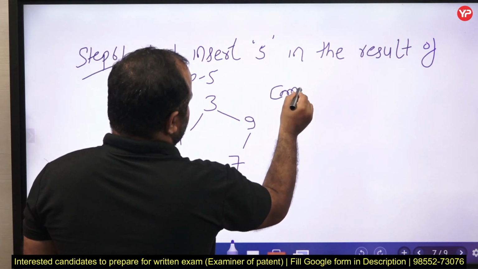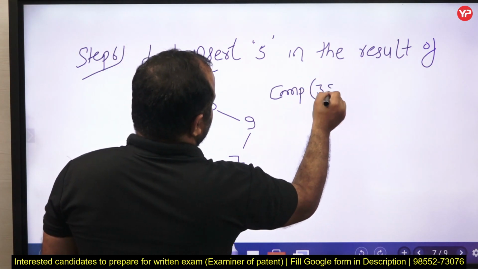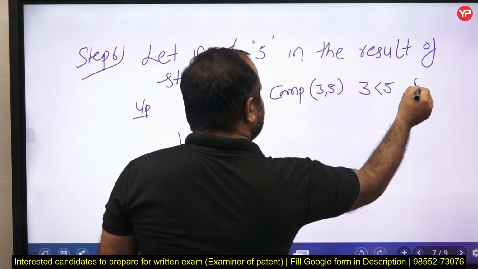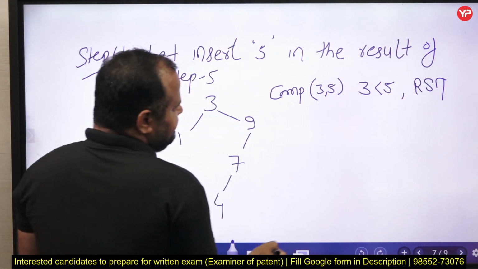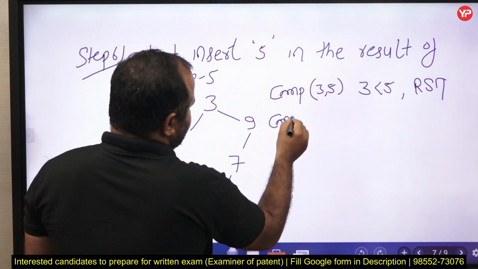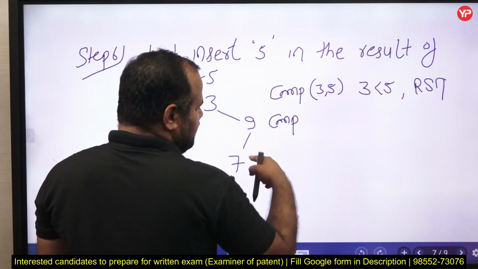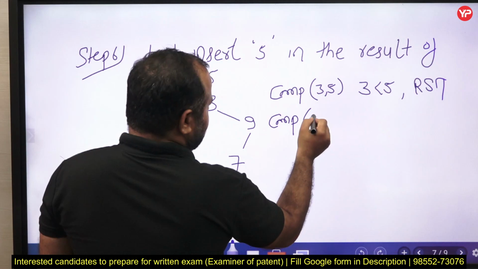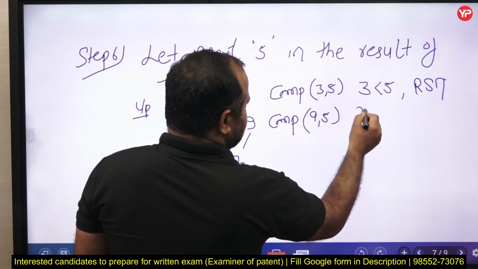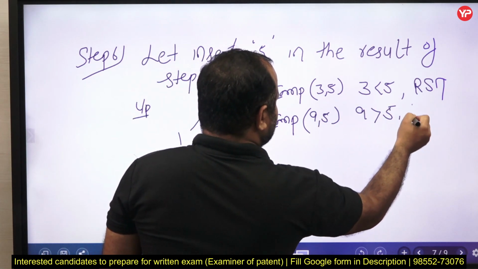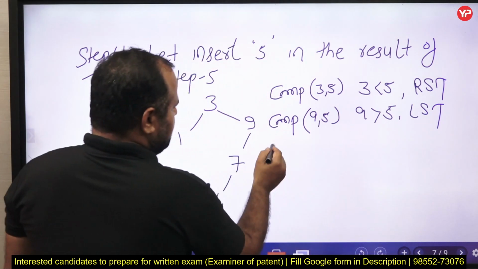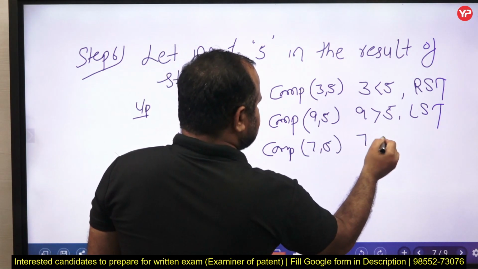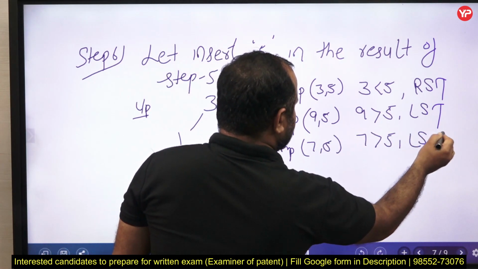We need to compare 3 and 5. As 3 is less than 5, I have to move to the right subtree. Next time, you have to write each and every step; here I am not writing the full steps. So again you compare 9 and 5. As 9 is greater than 5, move to the left subtree. Now compare 7 and 5. As 7 is greater than 5, again move to the left subtree.